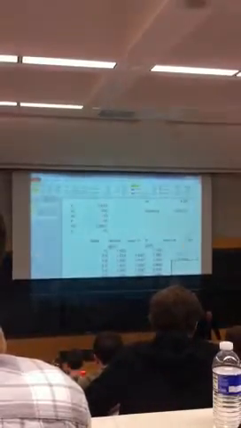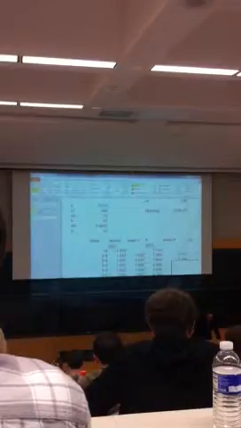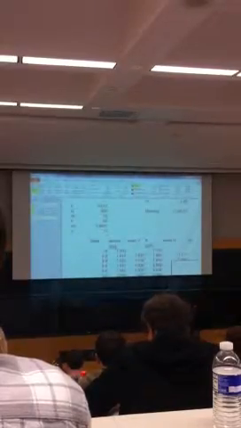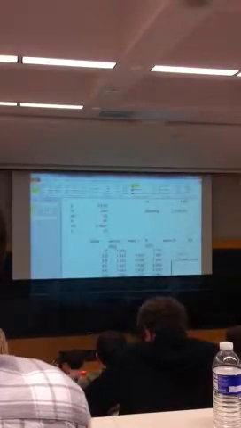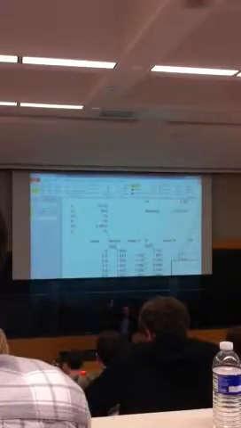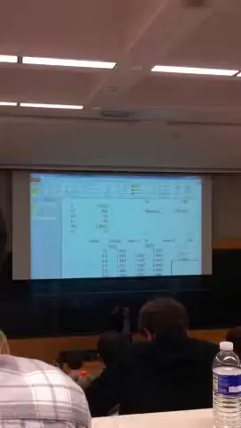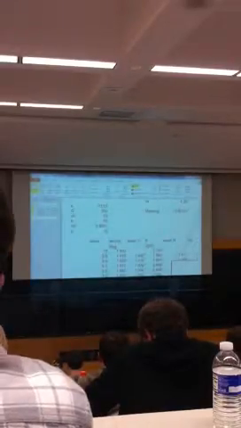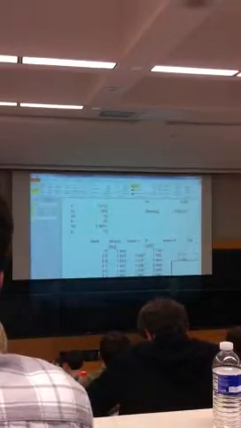Calculated by lowercase q, the flow rate per unit width divided by the depth. For a trapezoidal channel, it might be easier if you put in a column for the area and the wetted perimeter, and then just calculate the velocity as q over A.